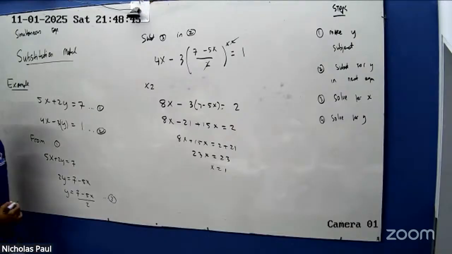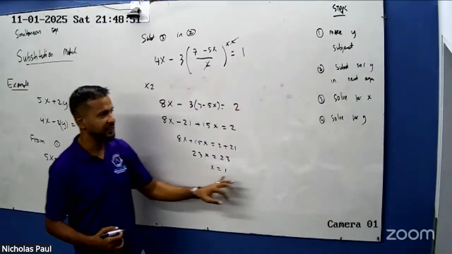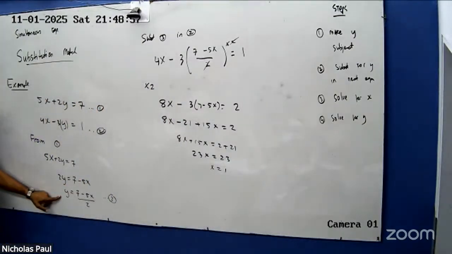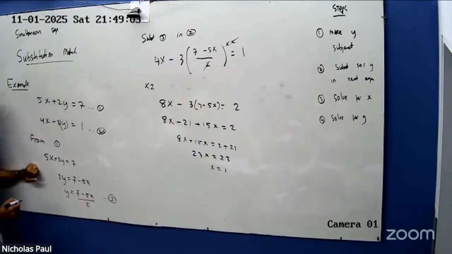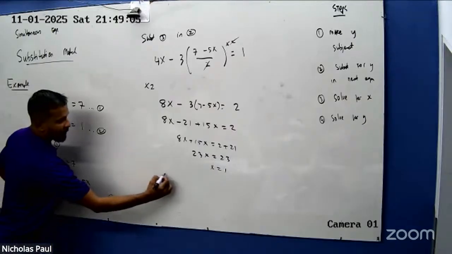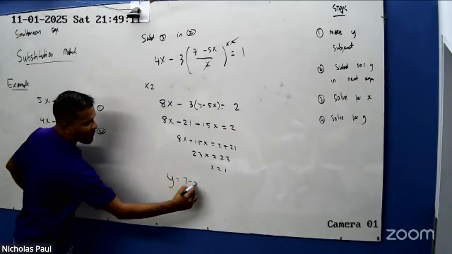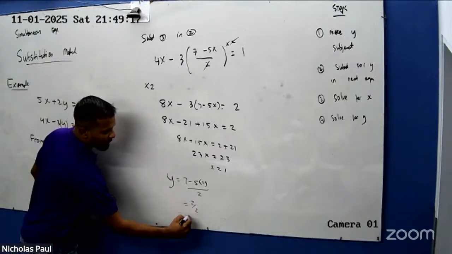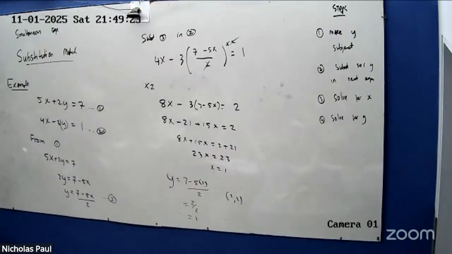Sure? And so we're done with step 1, step 2, step 3. We solve for x. Step 4, solve for y. Right? So I'm going to drop it in here. Okay? So y is equal to 7 minus 5 by 1 all over 2. So that's 2 over 2, which is 1. So your final answer is x is 1, y is 1.